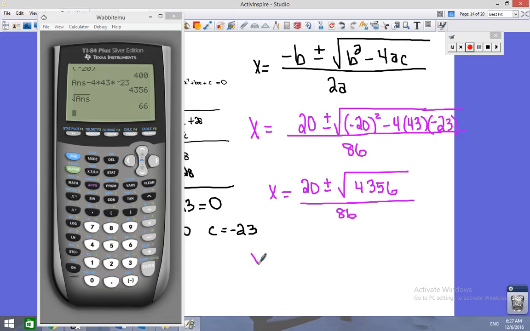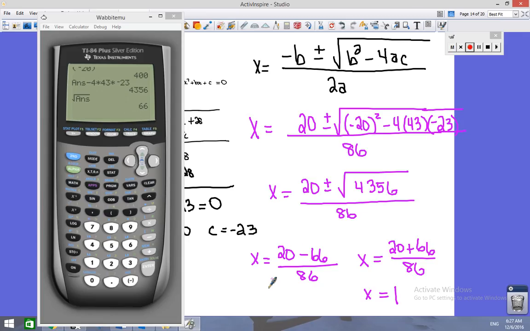So we have two solutions. One of them says to take 20 minus 66 and divide it by 86, and the other solution says to take 20 and add 66 and divide that by 86. That one's easy to do because 20 plus 66 is 86, and 86 divided by 86 is 1.